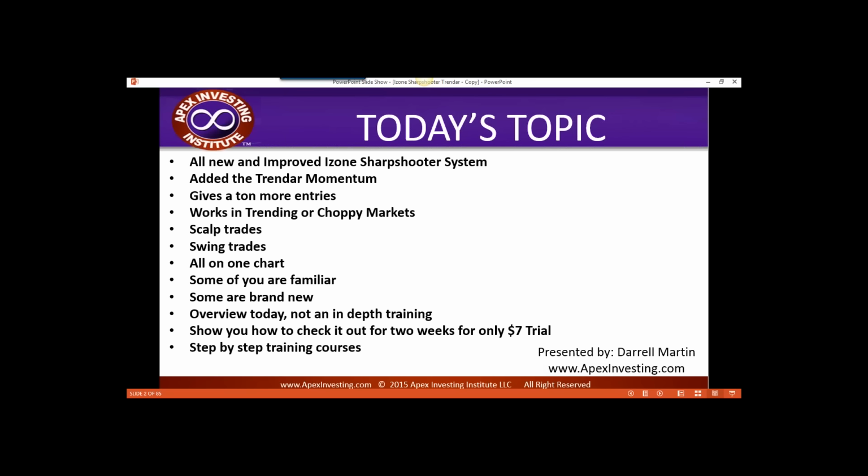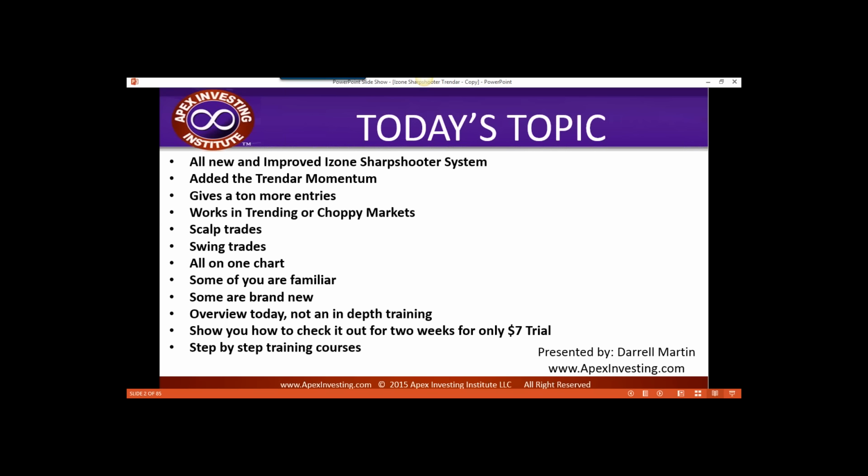Okay, the IZONE sharpshooter system has been doing great for us. It's been one of our premier best systems that we've ever used and ever come up with. But we wanted to find a way to give you guys some more entries, and that was something we've done now with the Trendar momentum indicator. And I want to show you a little bit about that.